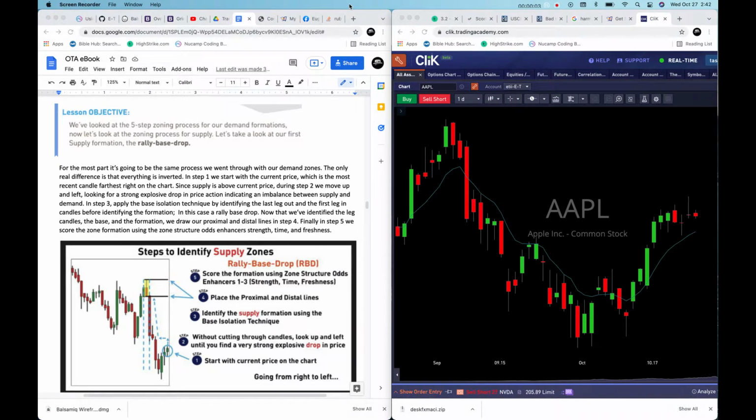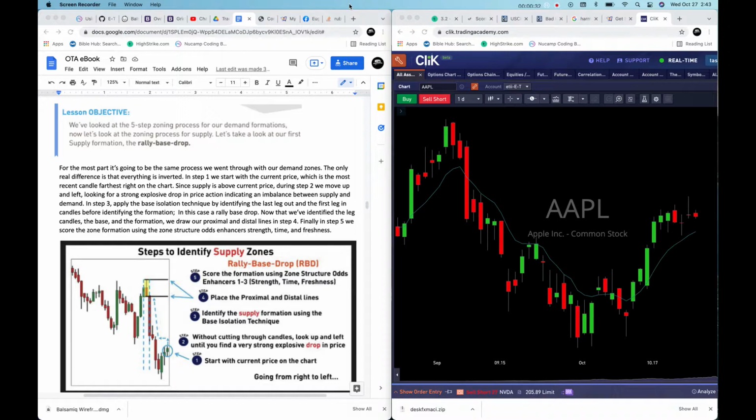Okay, so we've looked at the 5-step zoning process for our demand formations, and now we're going to move into the zoning process for our supply formations. The first supply formation that we're going to look at is the rally base drop. For the most part, it's going to be the same process we went through with our demand zones. The only real difference is that everything is going to be inverted when going over supply.